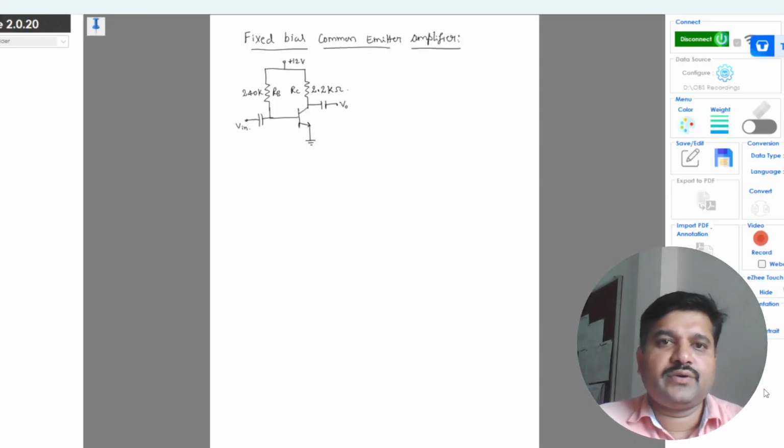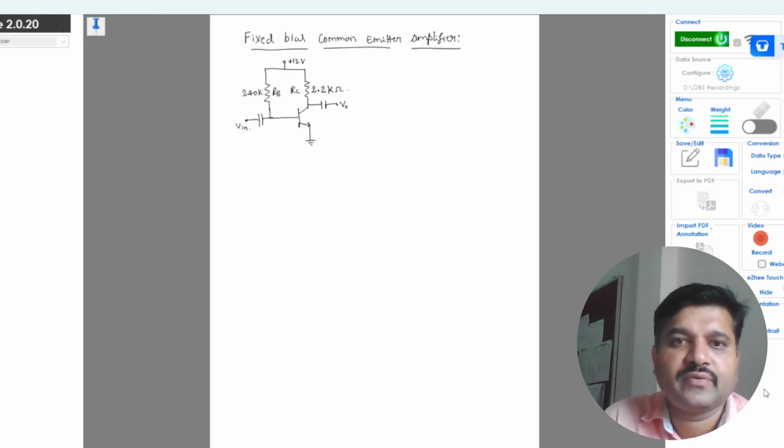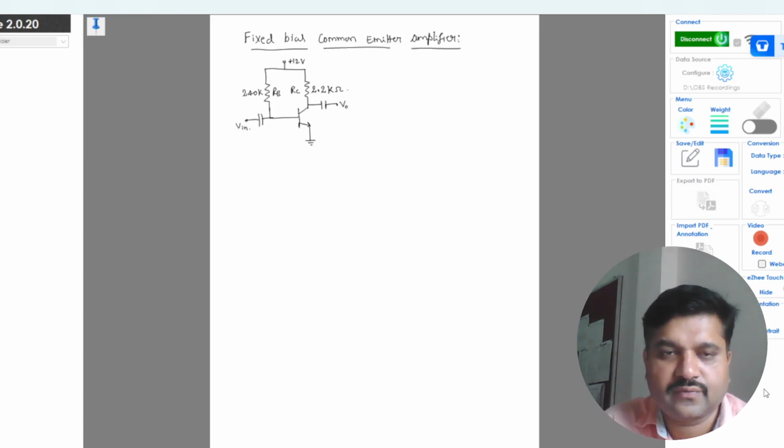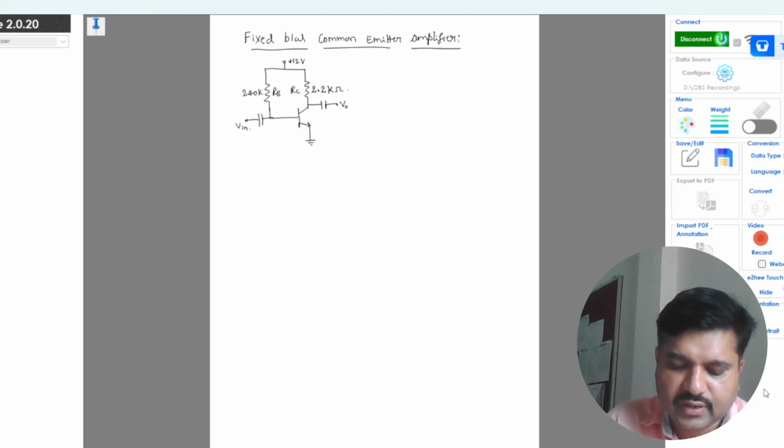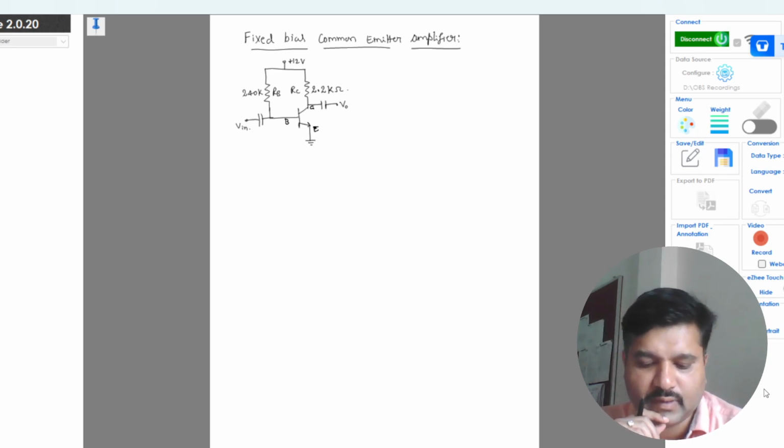Hello everyone. In today's lecture, we will discuss the fixed bias common emitter amplifier circuit, and its small signal model. This is the common emitter configuration circuit, where the input is given to the base terminal and the output is taken at the collector terminal. The emitter is common to both input and output.